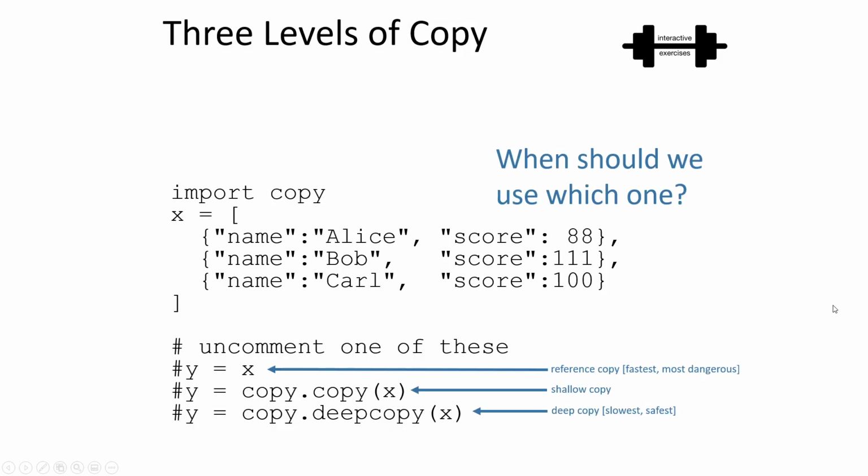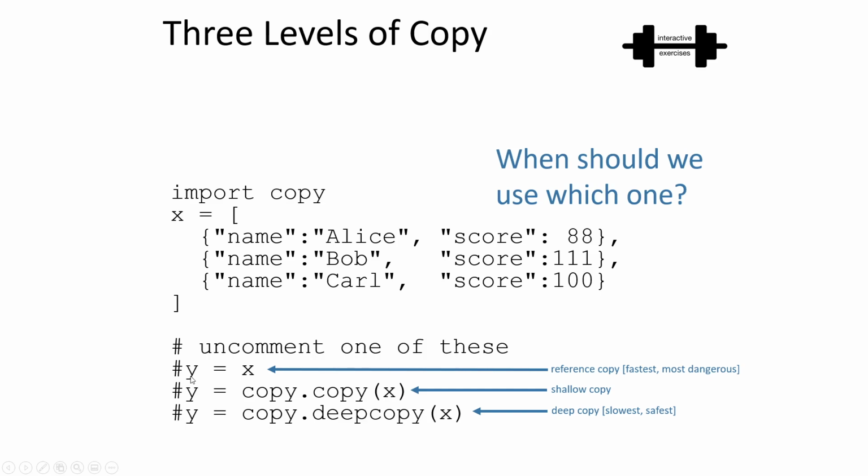So in this first example, I'm creating a data structure X. This is a list, and inside the list I've got three dictionaries. Each of the dictionaries is tracking the scores for one player. So I've got Alice, Bob, and Carl, and their scores 88, 111, and 100. Now I'm going to pop over to Python Tutor in just a moment and run through these, but just a quick overview as we get started.